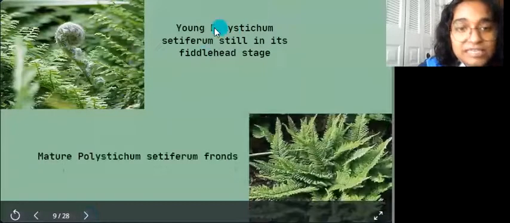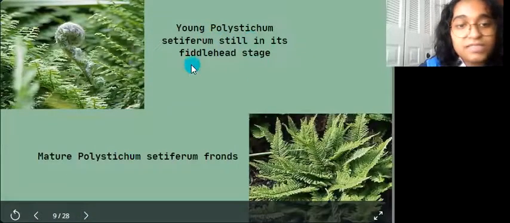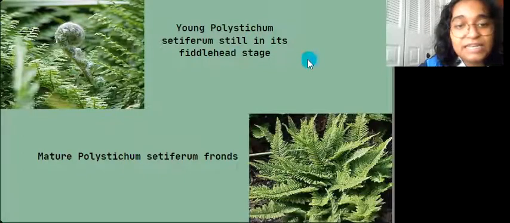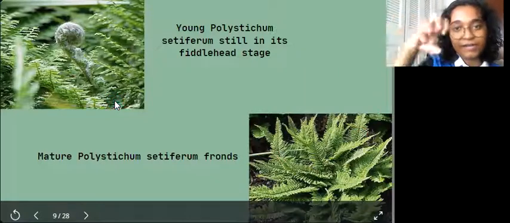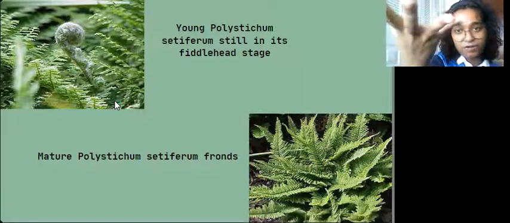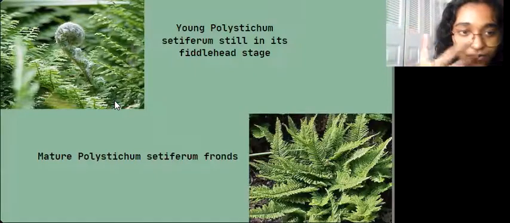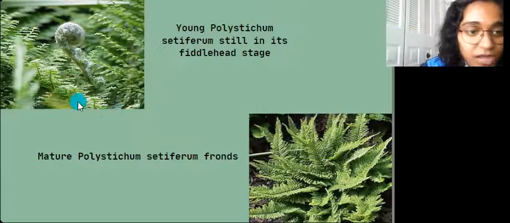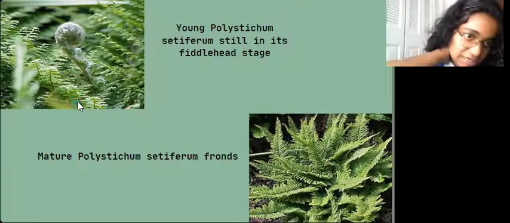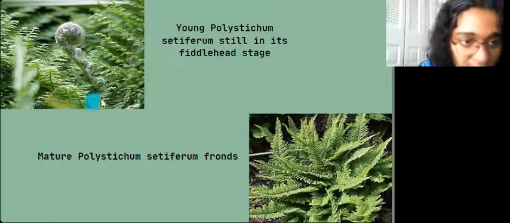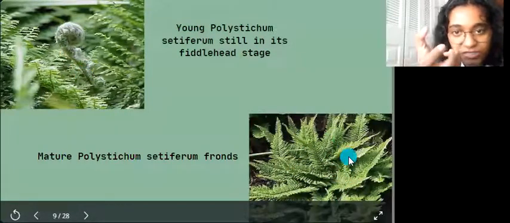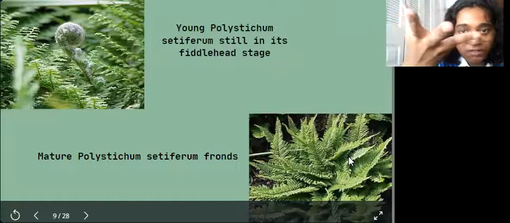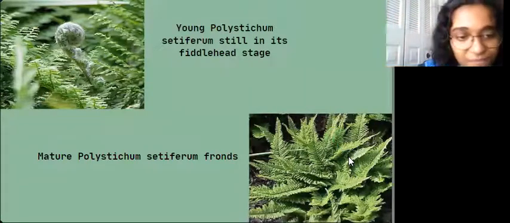So, this is a young Polycyclium still in its fiddlehead stage. Fiddlehead stage means it's curled up and kept together before it is spread out to a mature fern. So in this you can see the Polycyclium curled up together, and you can see that it is not a big fern which has all its fronds just out.